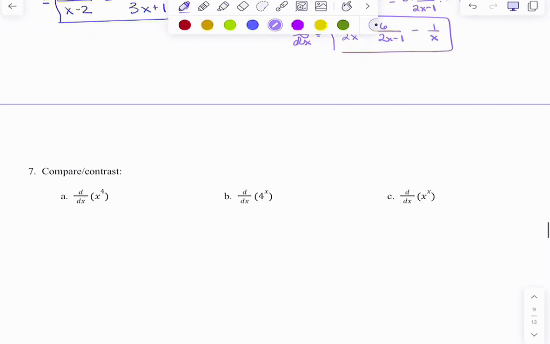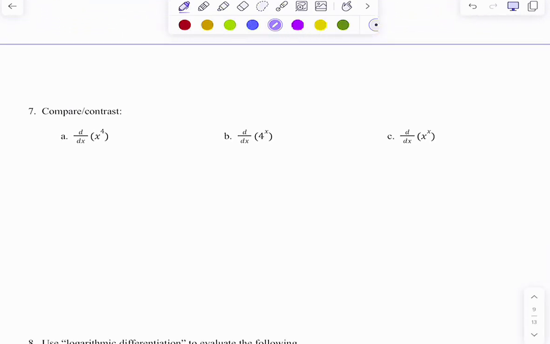Let's do it. Compare and contrast. These are 3 different derivatives. They have similarities and they have differences. Compare says what's the same. Contrast says what's different. So, free, shout it out, yell at me. What do they have that's the same?